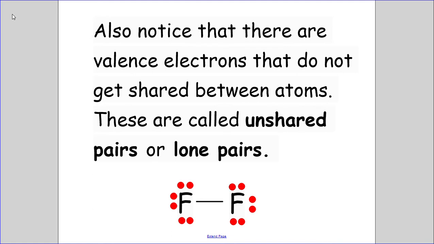So also notice that there's valence electrons that don't get shared between the atoms. And so if you kind of have drawn out these so far, you notice that oftentimes we'll put them in groups of 2. So these unshared pairs of electrons, we often refer to those as lone pairs. And a lone pair just stands for a group of 2 electrons that are not part of the bonding process. They're part of the valence shell, but they don't get bonded.